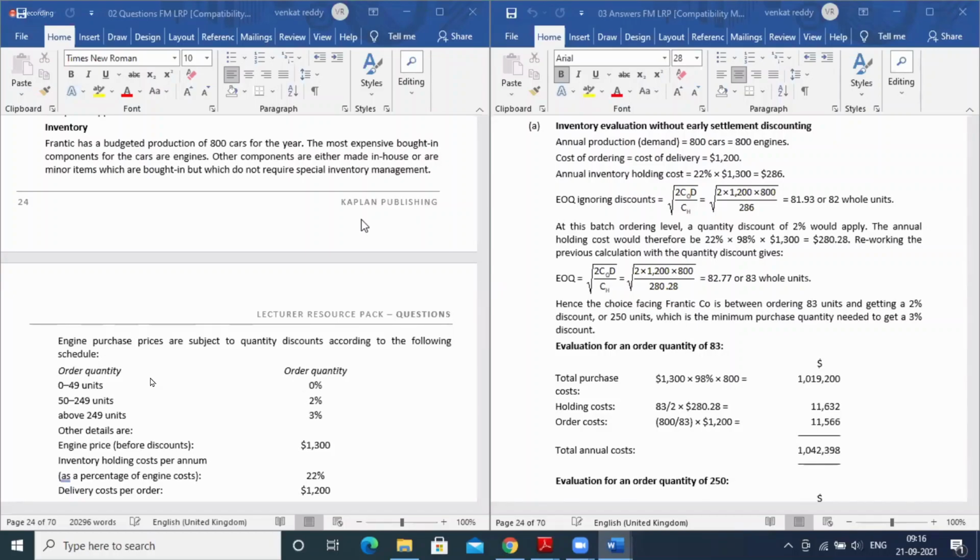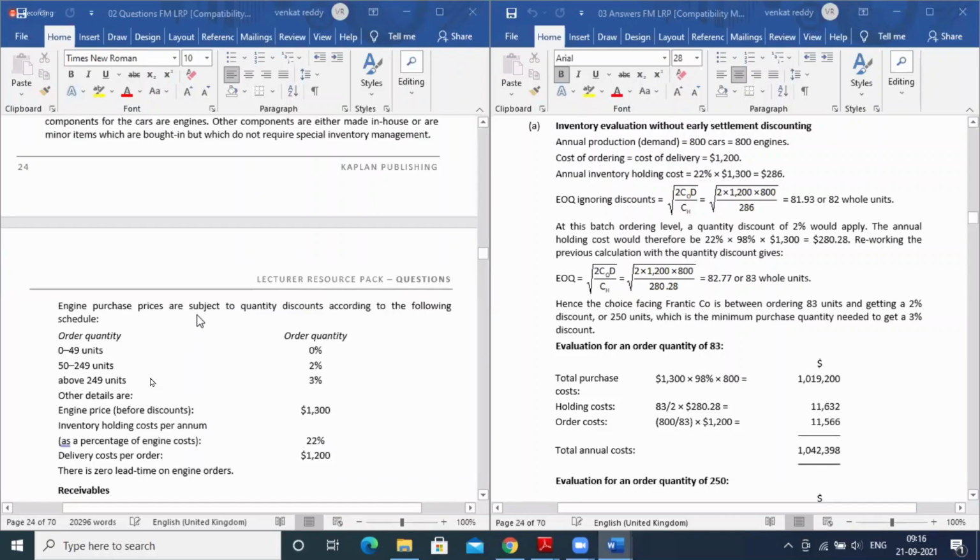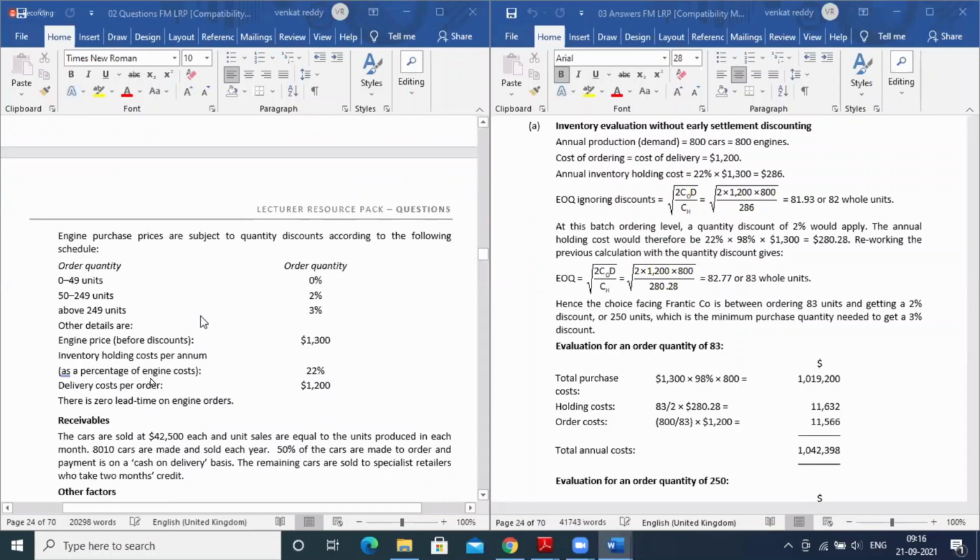Okay. Now, engine purchase prices are subject to quantity discounts according to the following schedule. At what price the supplier will be supplying the material generally depends upon the quantity ordered. Here you can see order quantity 0 to 49 units, then no discount is offered. If you make an order of 50 to 249 units, then we will be getting 2% discount. And if you make an order of more than 249 units, we will be getting 3% discount.